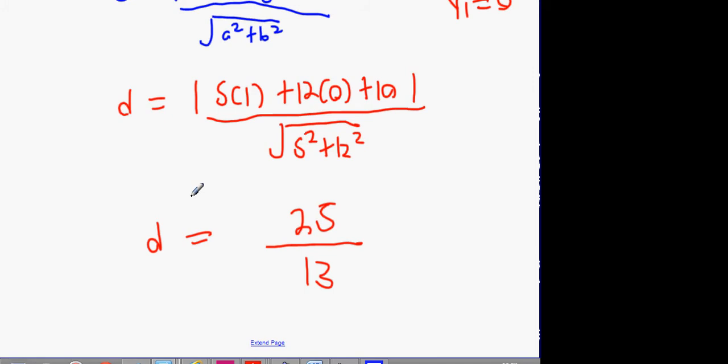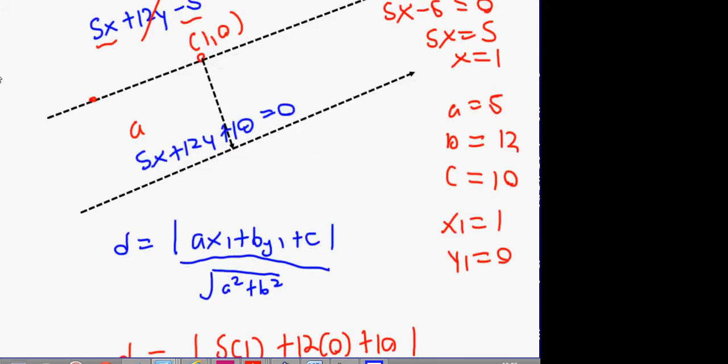Is that alright? Okay guys, next question. How did you get 25 out of that? Oh sorry, 15 over 13, excuse me. Sorry guys, it's 15 over 13, because 5 plus 10 is 15. 15 over 13.